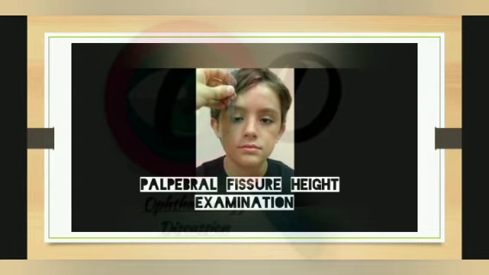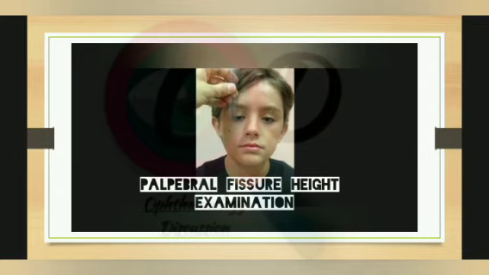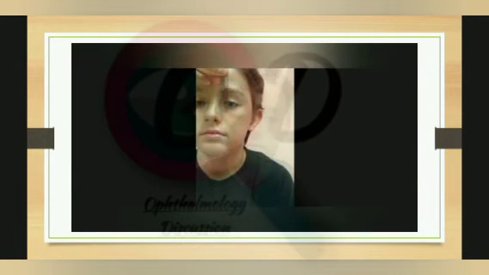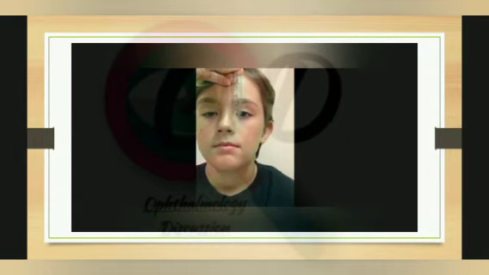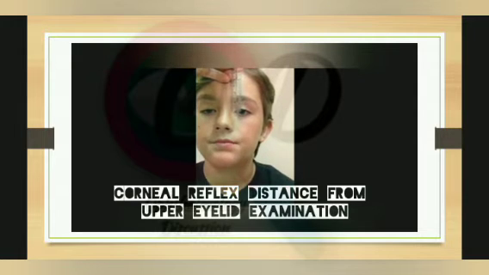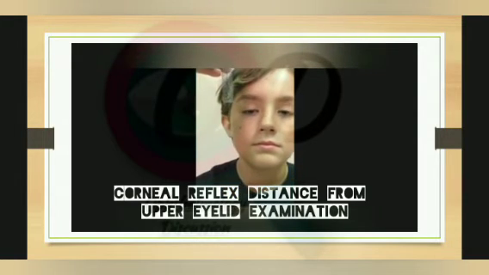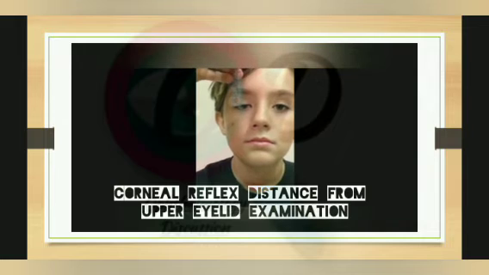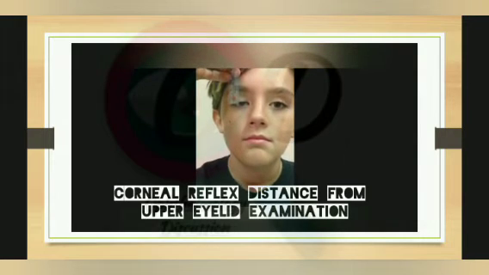Next, we measure the palpebral fissure distance in primary gaze, which in this case is approximately 4 to 5 millimeters on the affected side and 9 millimeters on the normal side. The marginal reflex distance, which is the distance from the corneal light reflex to the upper eyelid margin, measures approximately 3 millimeters on the normal side, but the reflex is not visible on the affected side, measuring approximately negative 2 millimeters.